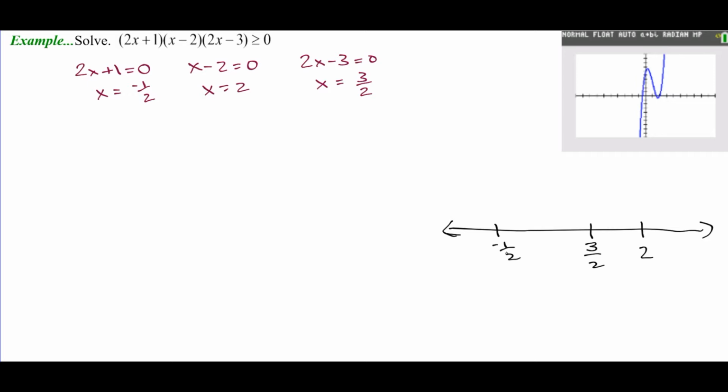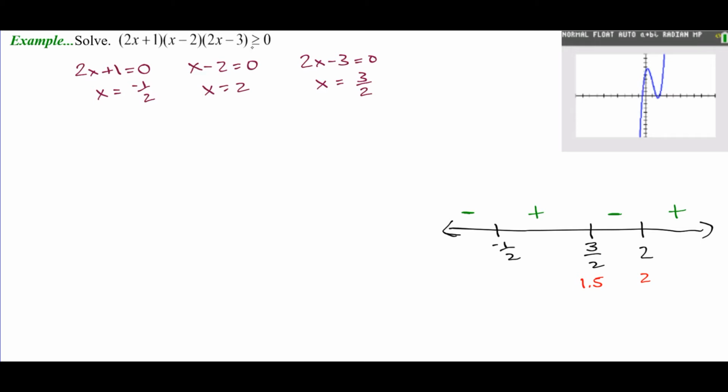So when I test values less than -1/2, I'm going to get a negative value. When I test a number between -1/2 and 3/2, I'm going to get a positive answer. When I test values between 3/2 and 2, I'm going to get a negative value again. And when I test numbers greater than 2, I'm going to get positive. So be careful here. Remember, this is going to be 1.5 and this is 2. So you're going to have to use some decimal values when you approximate there.